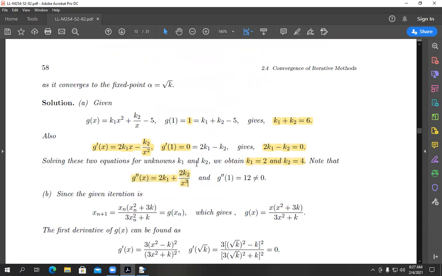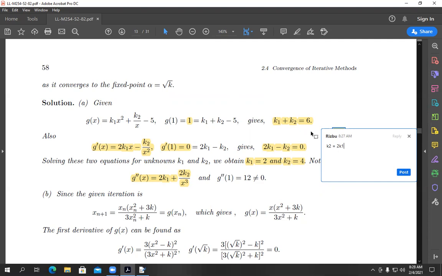Doctor, how did you say k2 equal to 4? What is your k2? Find it from here, the second equation. What is the value of k2? 6 minus k1. 2k1, right? From this one. What is k2? It's 2k1.